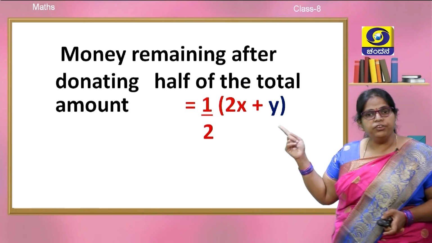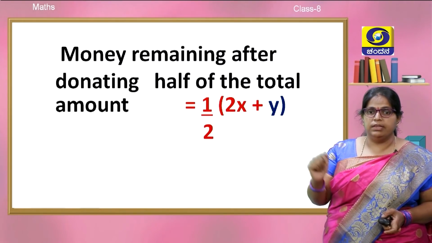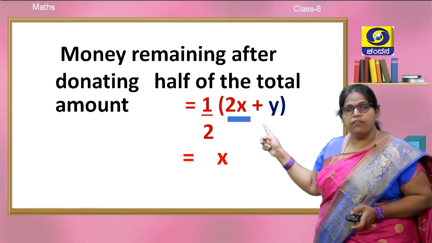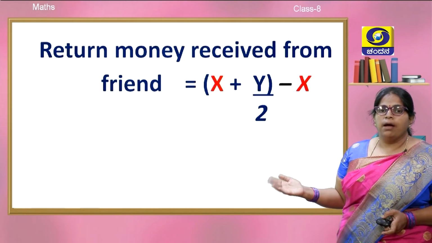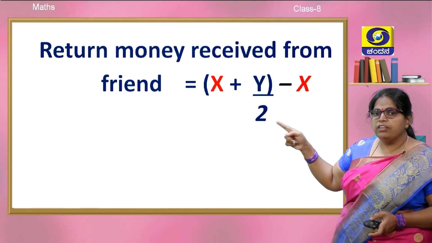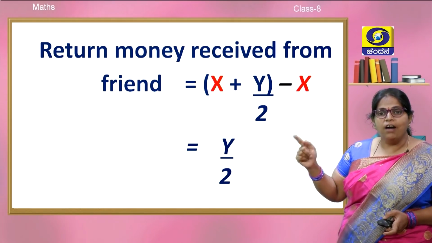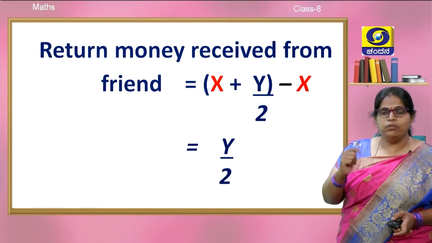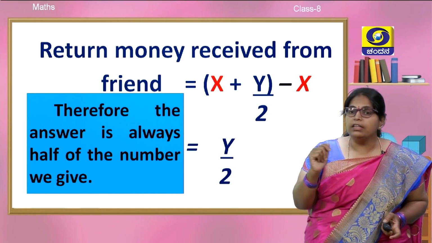Money remaining after donating half of the total amount is equal to half of the money you have with you. That means half of 2x plus y. Half of 2x is equal to x and half of y is equal to plus y by 2. Now, return the money received from your friend. So, take away x from x plus y by 2. The remaining is y by 2. It is nothing but half of the money I gave you, isn't it? Half of 70 is how much? 35 was remaining. Therefore, the answer is always half of the number we give in this game.